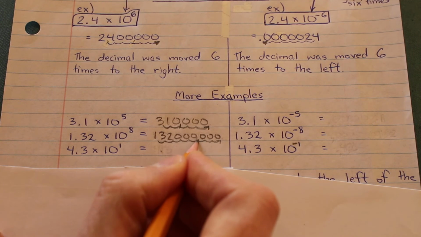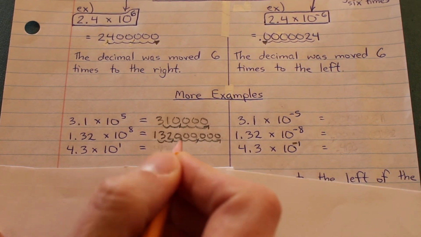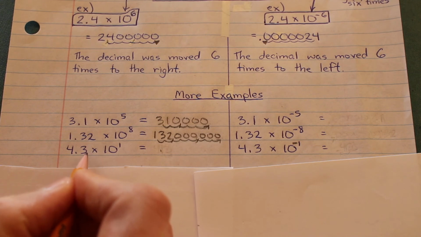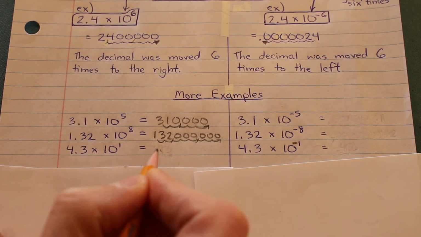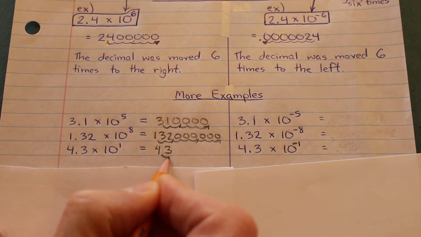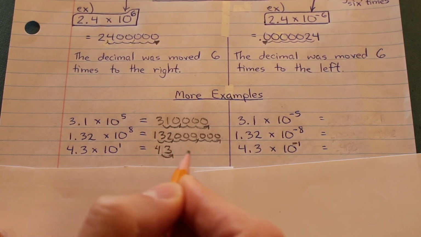So we can put in some commas. It's 132 million. 4.3 times 10 to the 1 moves the decimal once to the right because we're multiplying by 10 once. For 43, the decimal was there and it moves there, so it's just 43.